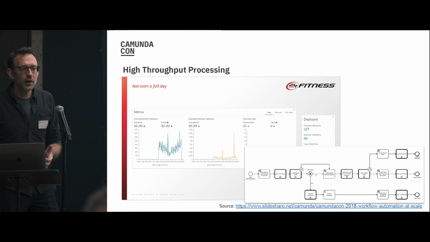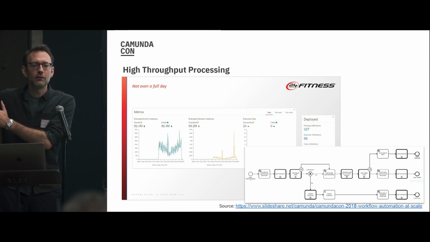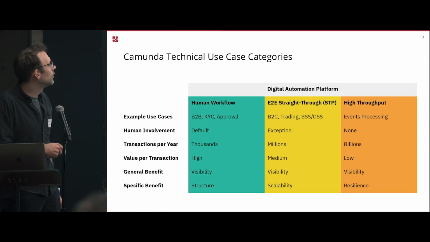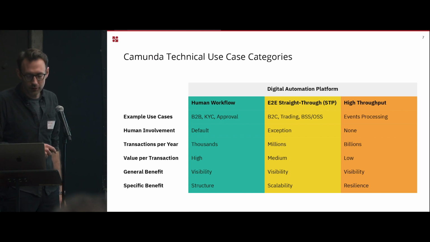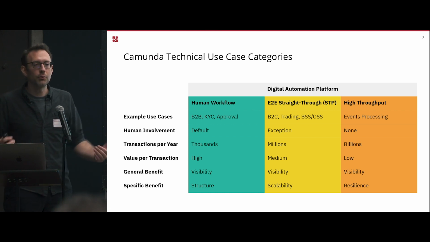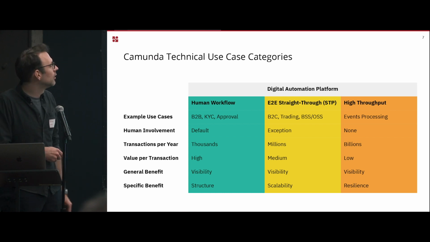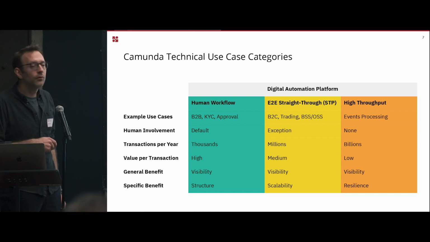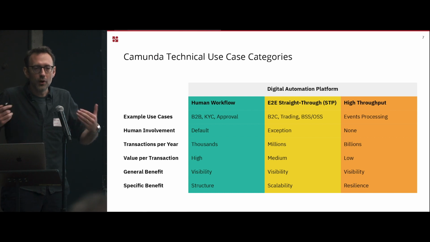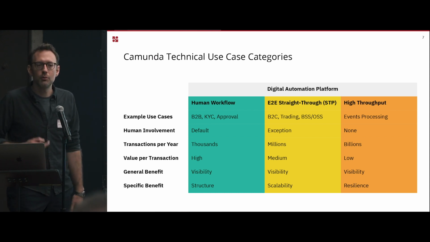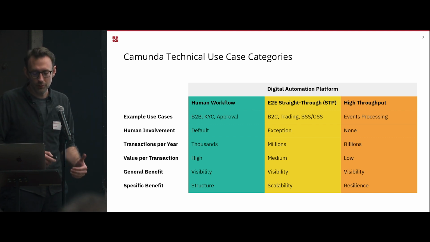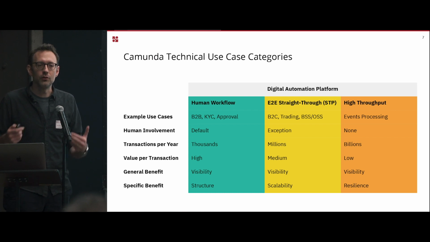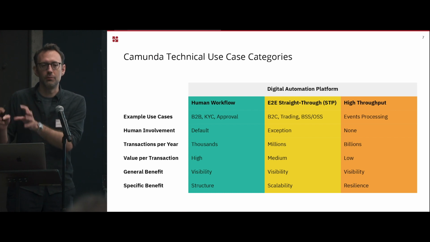Now, an interesting thing with Camunda is that you can basically do these 3 types of use cases. So it's very well suited for human workflow use cases. This would typically be your high-touch B2B processes, maybe a know your customer process by a bank, approval processes where the human involvement is high. The rate of transactions we're doing is pretty low. Maybe we are in the thousands of transactions. But the general benefit that Camunda provides here is always this.